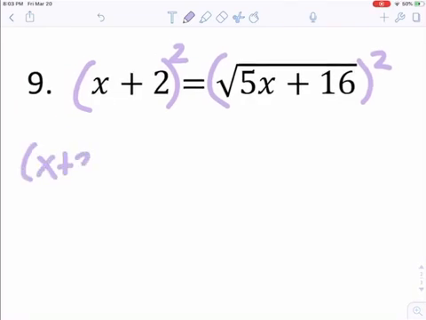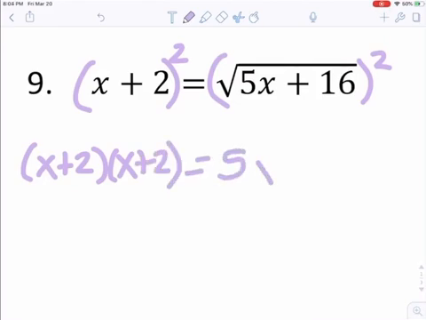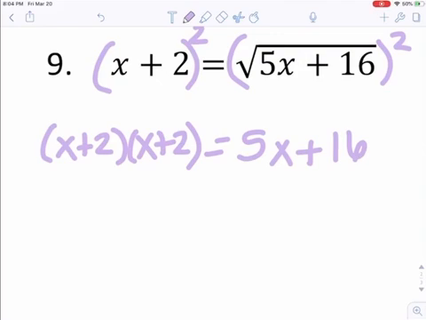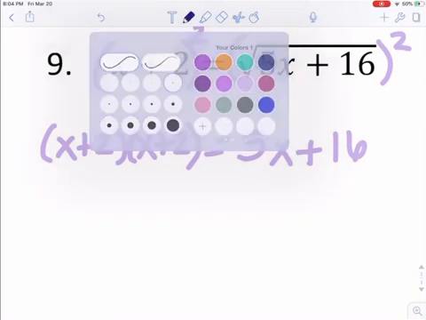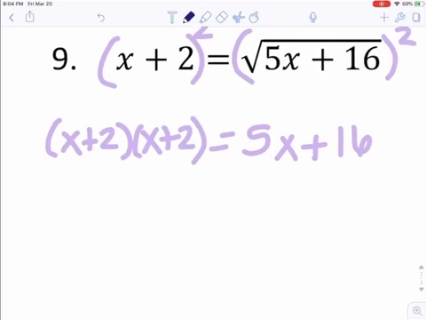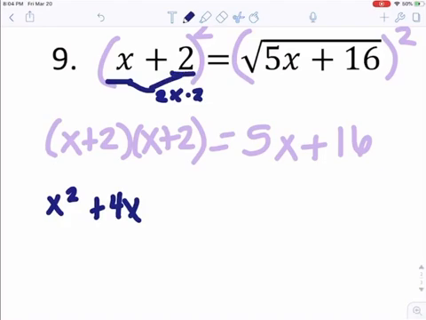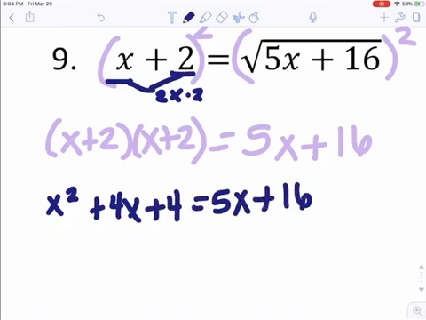This is actually saying x plus 2 times x plus 2 equals 5x plus 16. Now, if you remember the trick, you could do the trick, right? Or you could FOIL it out and have the time of your life. So I'm just going to do the trick. You could go ahead and take the time to FOIL this out right now. But remember, the trick is when I square the first, that's x squared. Multiply these two together, and then multiply that by 2, so that's 4x. And then you square the last, so plus 4. Okay, equals 5x plus 16.